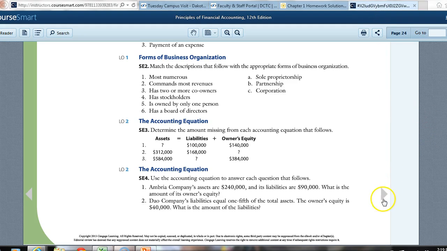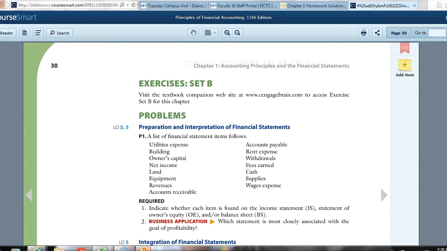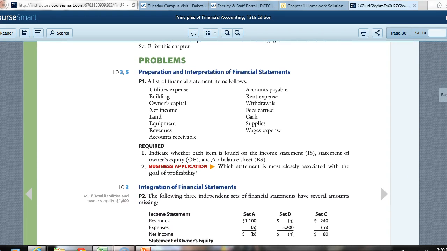Problem one says to us, a list of financial statement items follows. Our job is to indicate whether each item is found on the income statement, statement of owner's equity, or the balance sheet. Utilities expense. What is it? Income statement. A building. Balance sheet. What is a building? It's an asset.